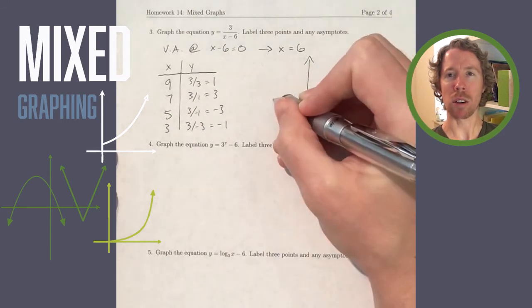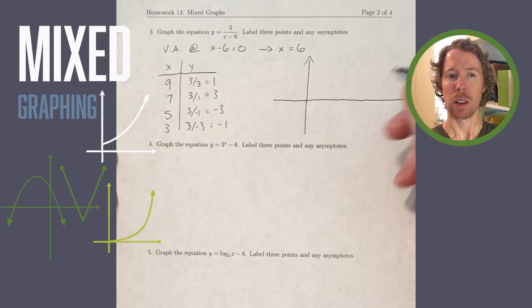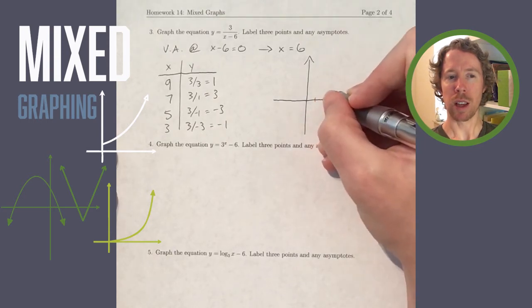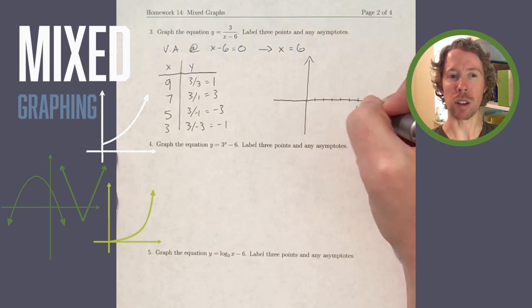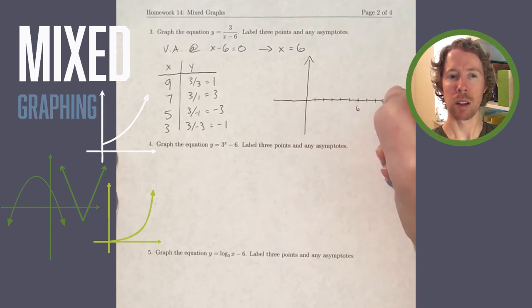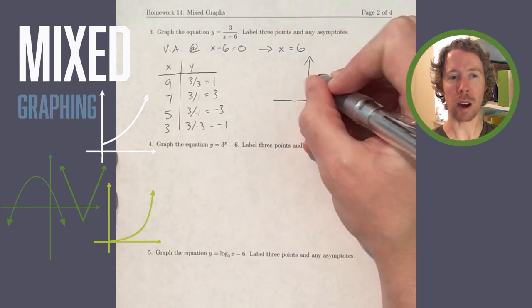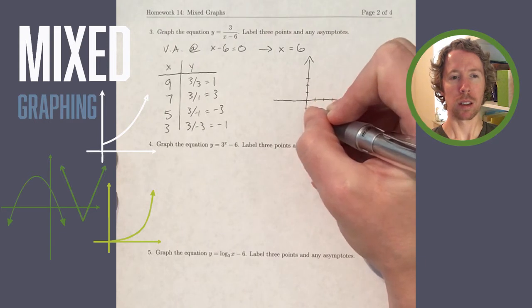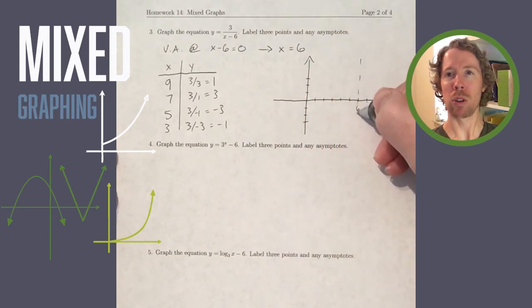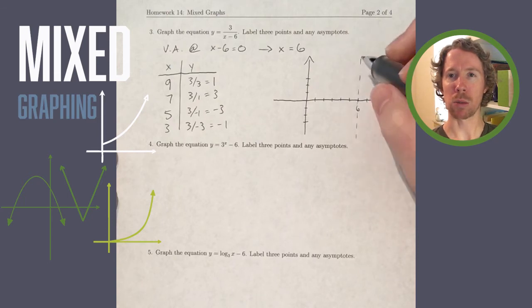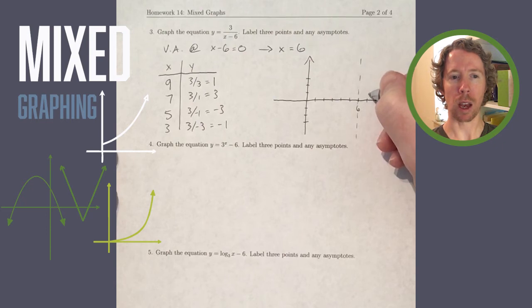Notice I could have also graphed first y equals 1 over x, then shifted that to the right by 6, and then stretched that vertically by a factor of 3. That would give me the same graph. So you've got options for how to sketch this graph. Either way, not only will you get a vertical asymptote at x equals 6, you will get a horizontal asymptote at y equals 0.